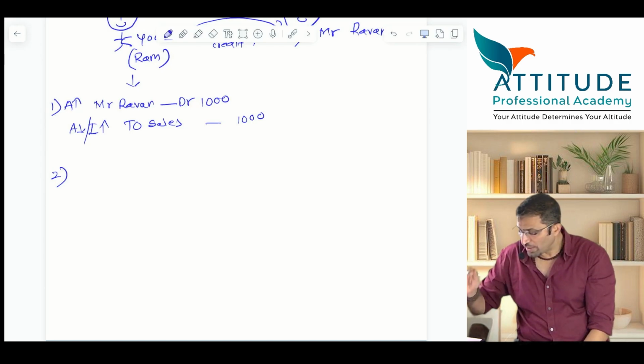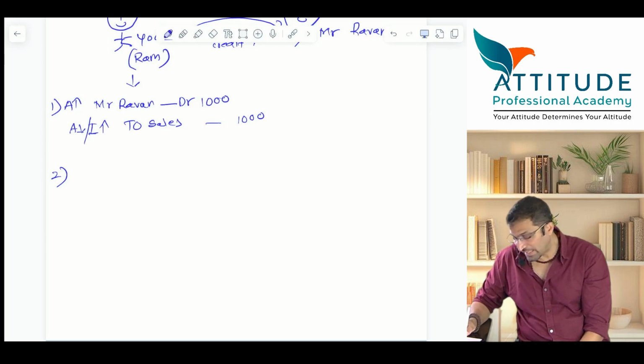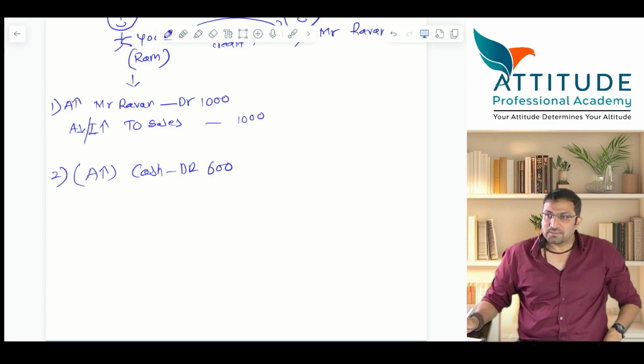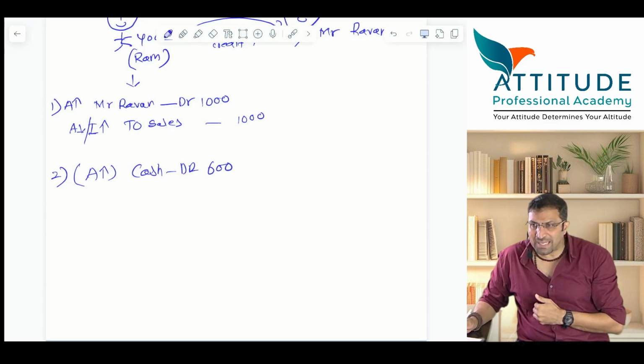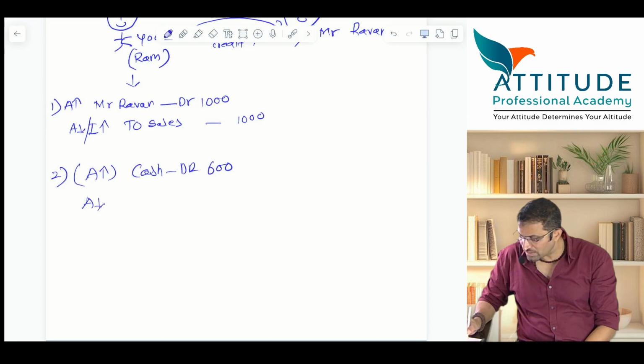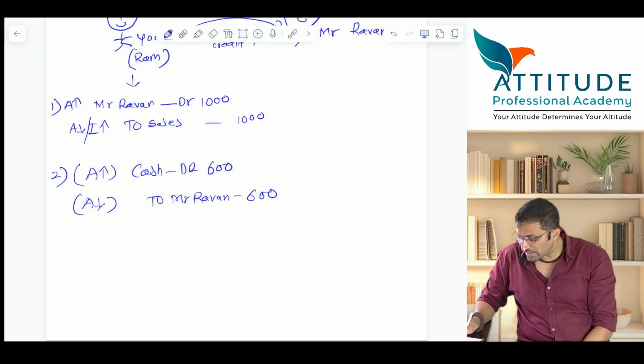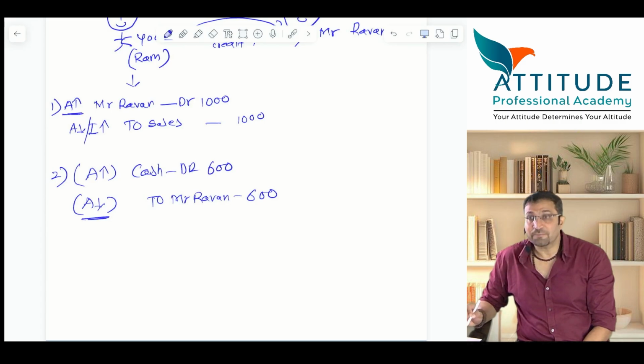On account. What did you get? Cash. Cash is an asset, it increases. Cash account debit 600. Correct? To that extent, you give the promise back, so an asset also reduces. Which is that asset? To Mr. Ravan, 600. Understood? So here debtors increasing, here debtors reducing. Asset increases, here asset reduces.